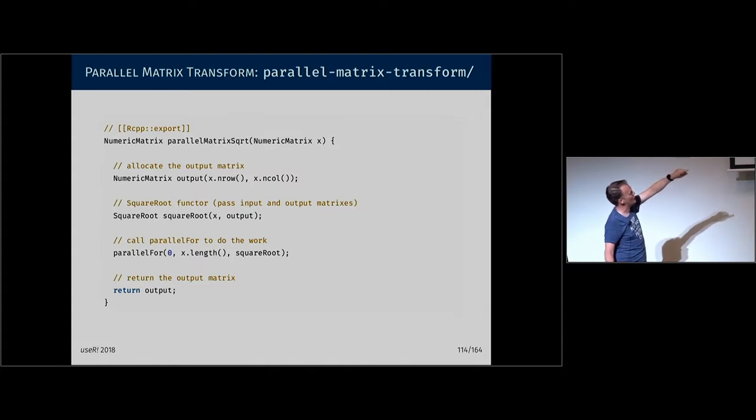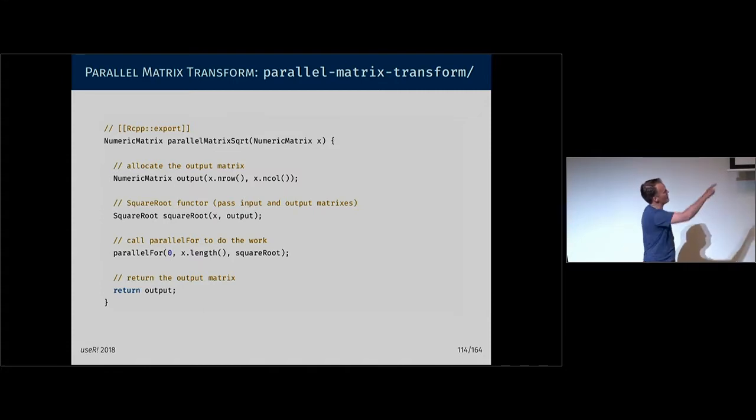reserve space for an output, then use both of those to instantiate that bit of code that we just worked on, the RcppParallel interface code to TBB, square root, in goes numeric matrix X, in goes output, and then use that square root object as an argument to the parallel for loop where we're saying we want the work to be done over our entire matrix from the beginning to the end, basically from zero to length.